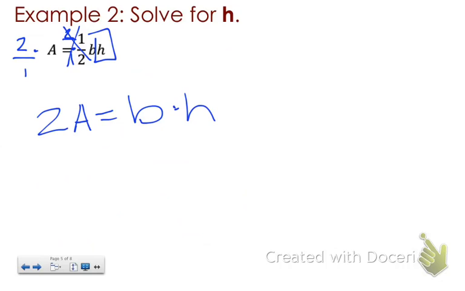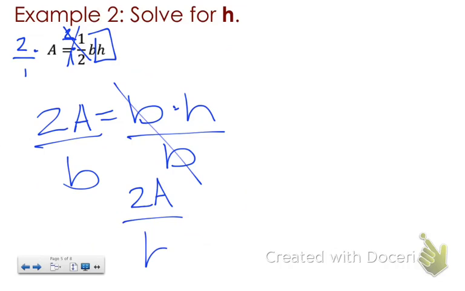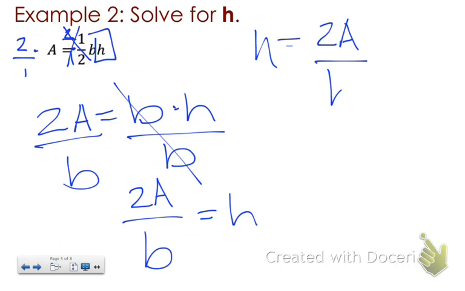And now to get h by itself, since b is being multiplied, I'm going to divide by b on both sides. So now I have an equation that says 2a over b equals h, which is the same thing as h equals 2a over b. And since I got h by itself, I'm done.